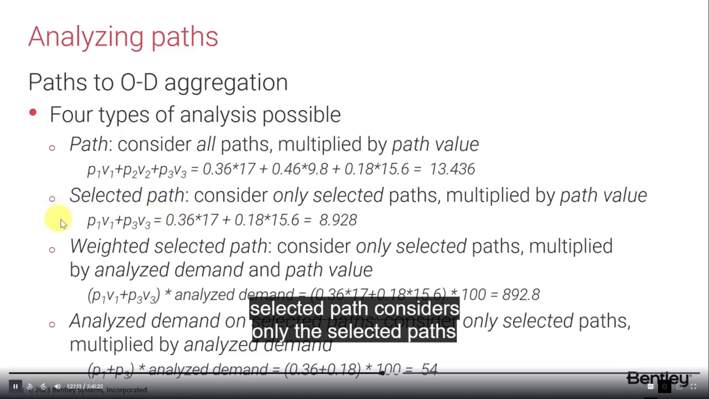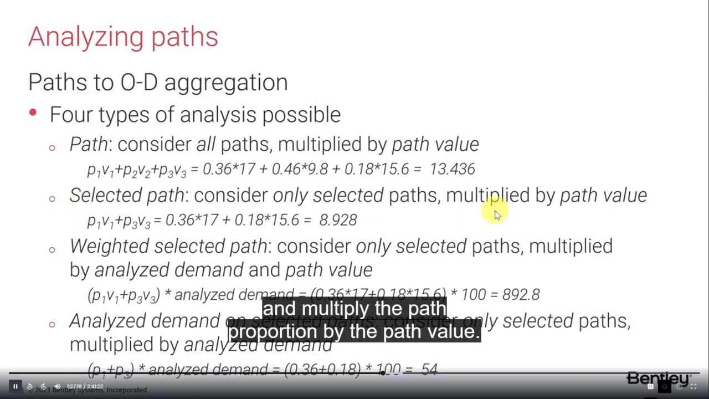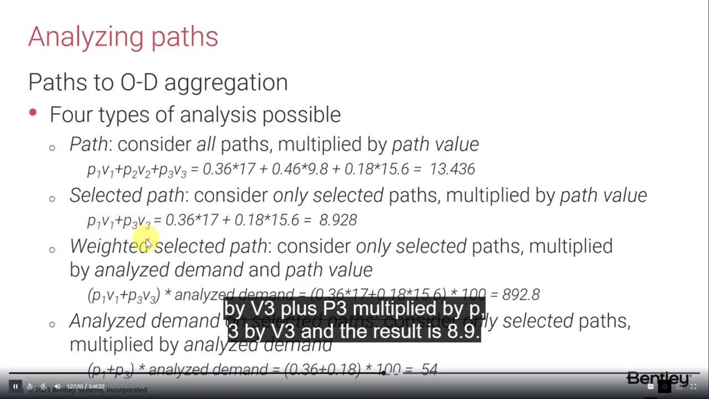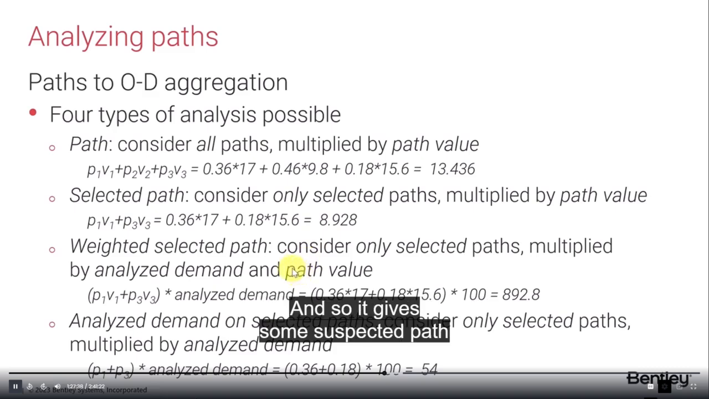The next analysis, selected path, considers only the selected paths and multiplies the path proportion by the path value. So in our example, path number 2 was not selected, so we would have P1 multiplied by V1 plus P3 multiplied by V3. And the result is 8.9. And so it gives the sum for selected paths of the path value multiplied by the path proportion. And it is not used very often because there is no actual meaning to this information.